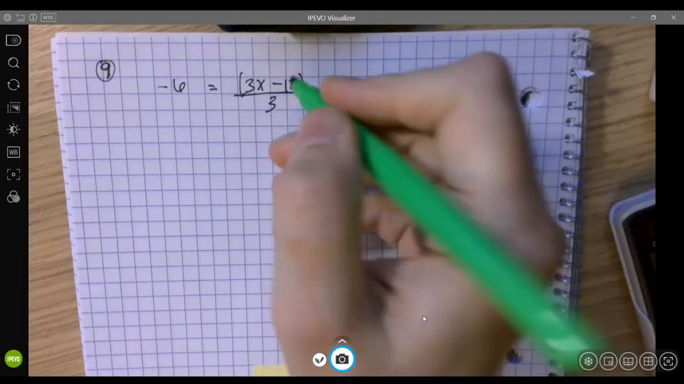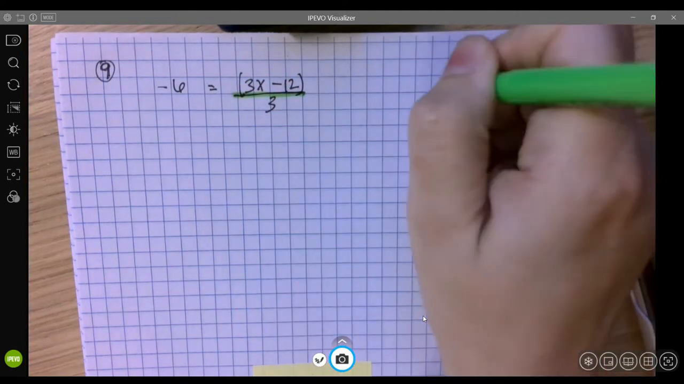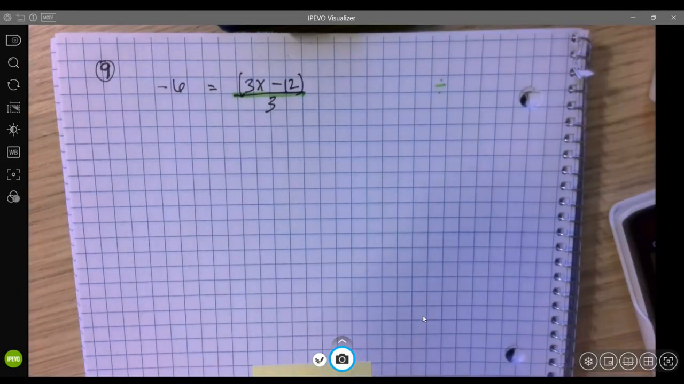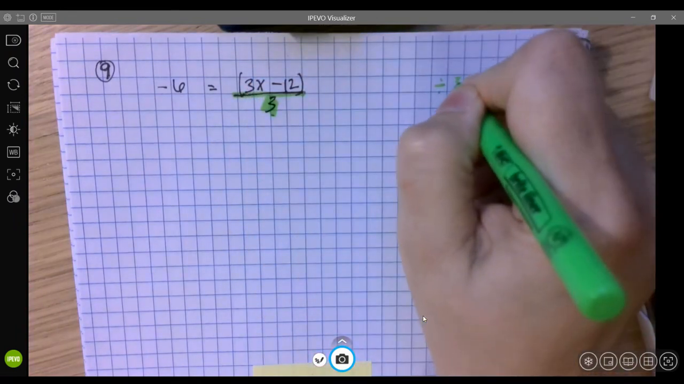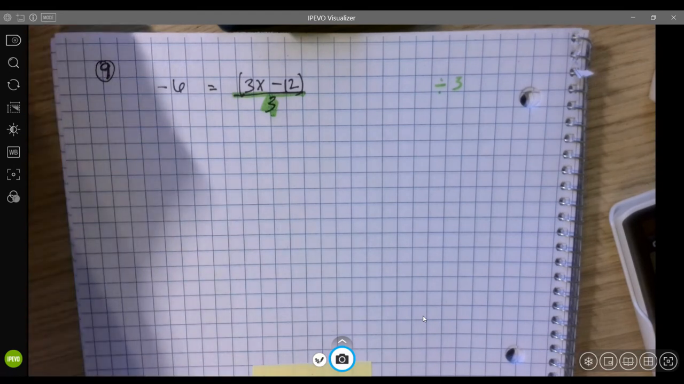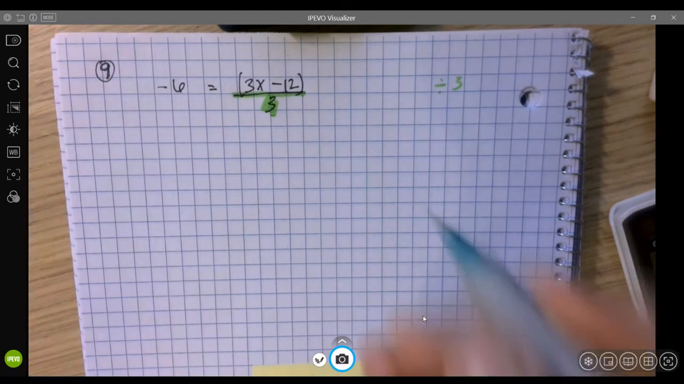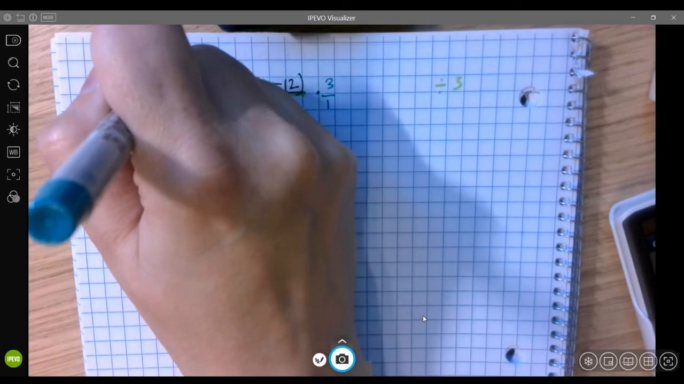Whenever you see a big fraction like that, remember that a fraction is the same thing as dividing. So with a 3 in the denominator, I'm dividing by 3. The opposite, or the inverse, of dividing by 3 is multiplying by 3. So what I'm going to do is multiply both sides by 3 over 1.